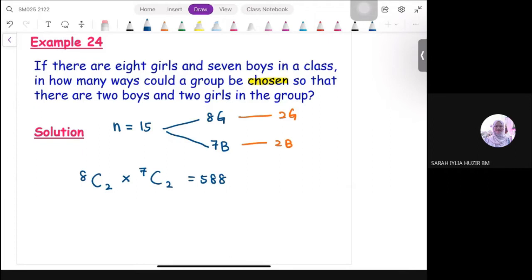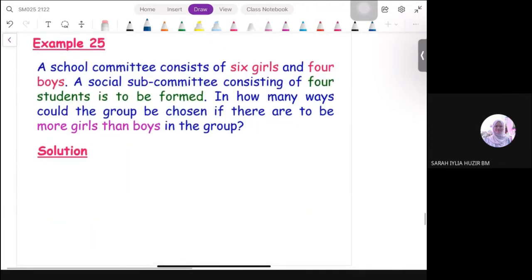Alright, settle. Next one. A school committee consists of 6 girls and 4 boys. So now our N would be 10. Out of this, we have 6 girls and then 4 boys. A social subcommittee consisting of 4 students is to be formed. Kita nak pilih 4 orang now. R is 4. "To be formed": form, that's the keyword for a combination situation.